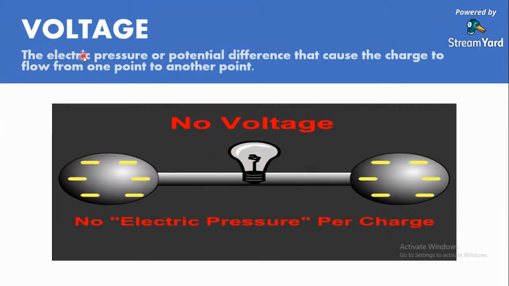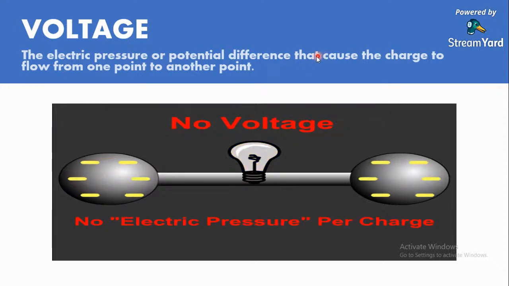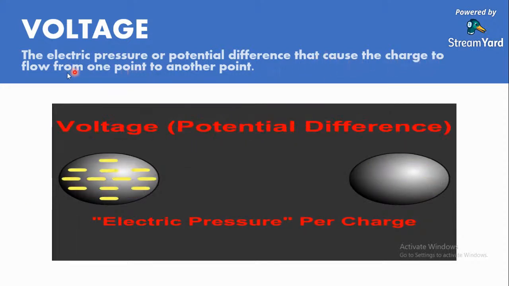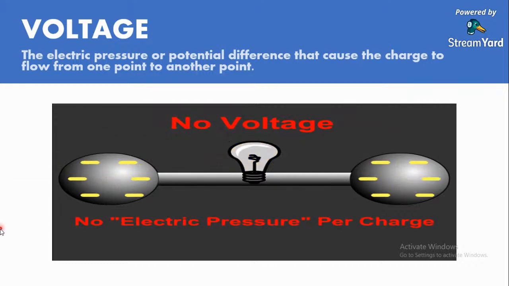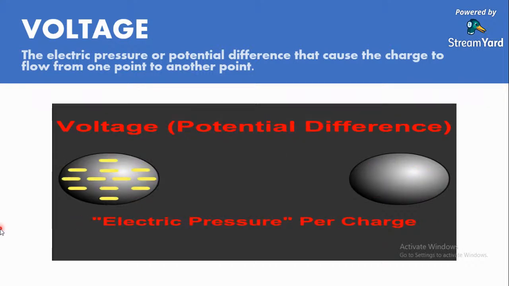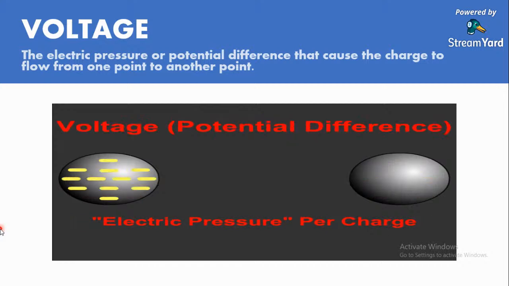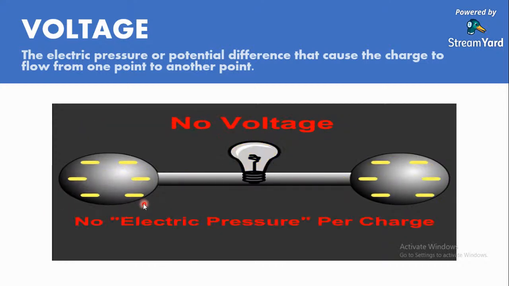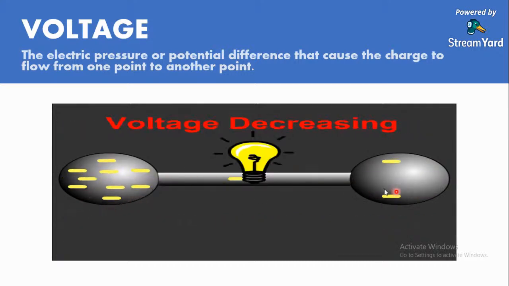Voltage is the electric pressure or potential difference that cause the charge to flow from one point to another. So, yung voltage naman, ito yung electric pressure natin. Ito yung tumutulak kay current para mapunta sa isang direction. Siya yung nagpupush kay current. So, for example, this one, ayan.